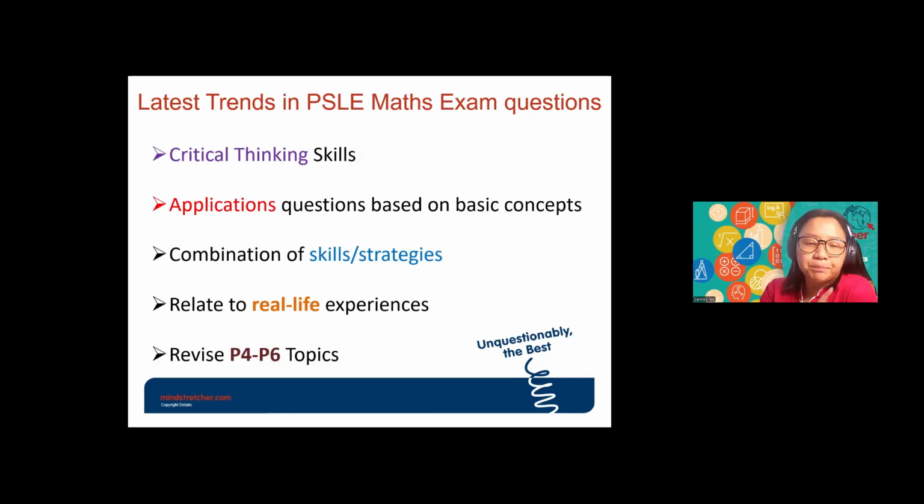The third point over here, combination of skills strategy. Well, this is getting very popular in recent PSLE questions. As I look through the PSLE questions every year, I see that there is this trend where in part A they require you to maybe use gaps and intervals to solve. This heuristic called gaps and intervals. And then you are probably given 1 or 2 marks.